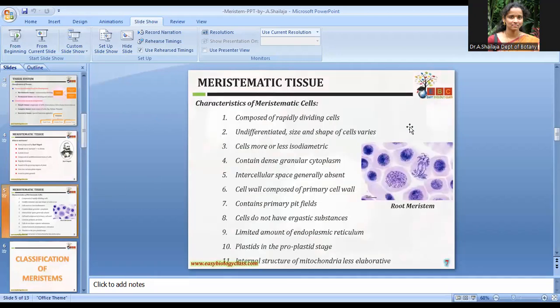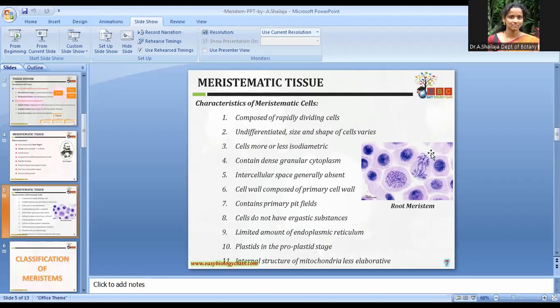Next, what are the characters of meristematic cells? See here, the root meristem is in this picture. It is composed of rapidly dividing, undifferentiated cells. The size and shape of cells vary. Cells are more or less isodiametric, with dense granular cytoplasm, and intercellular space is generally absent. See here, the cells are arranged like this, so no gap is there from cell to cell.